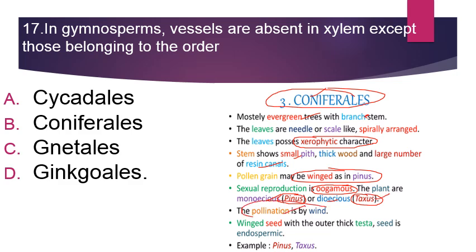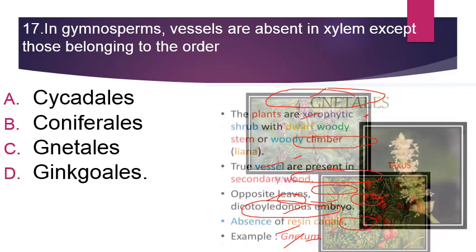Pollination is by wind, so they show anemophily. The seeds are winged, and this wing is formed by the testa. The seed is endospermic. Examples are Pinus and Taxus.